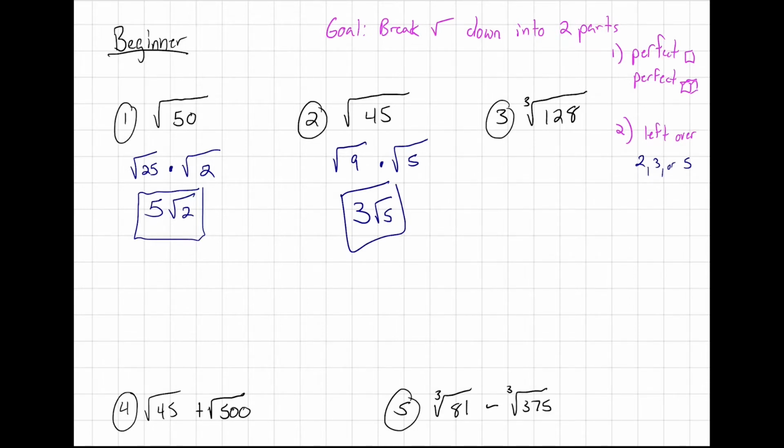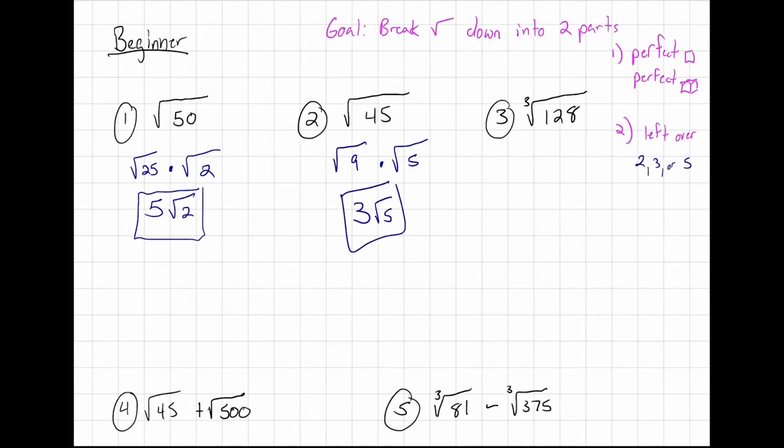Now, a cube root just requires a little bit of shift in thinking, right? So instead of thinking about perfect square numbers, we need to think about perfect cube numbers, right? Perfect cube numbers are like 1, 8, 27, 64, those type of numbers. And can any of those perfect cubes go into 128?